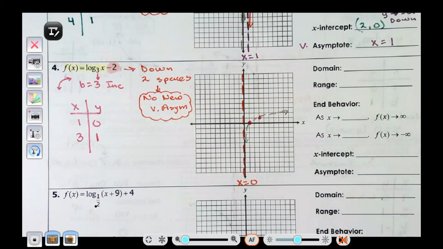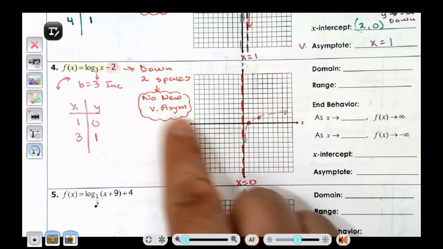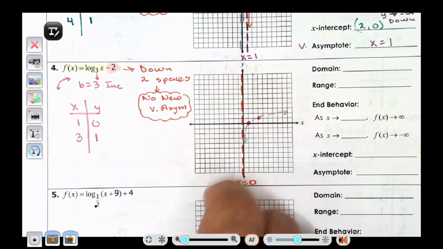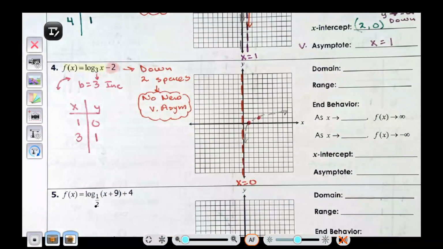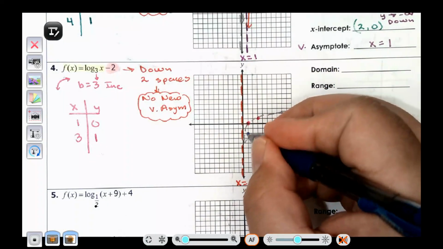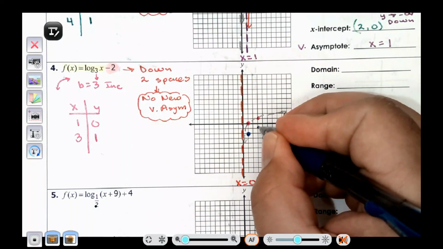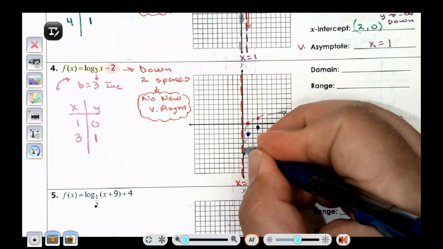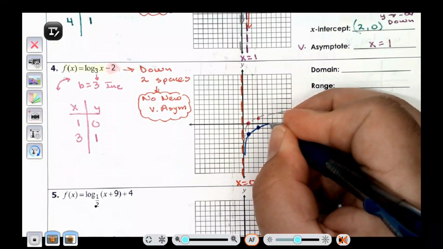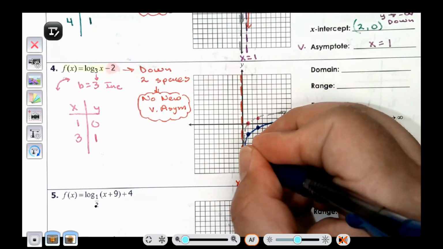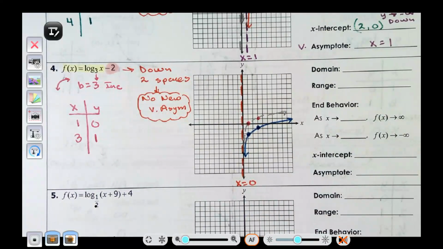And now remember what we have to do to these 2 points, because we're not going to have a new vertical asymptote. It's staying. I'm just going to move everything down 2 spaces. So here I go. Moving it down 2. 1, 2. There we go. All right, I'm ready for my domain.